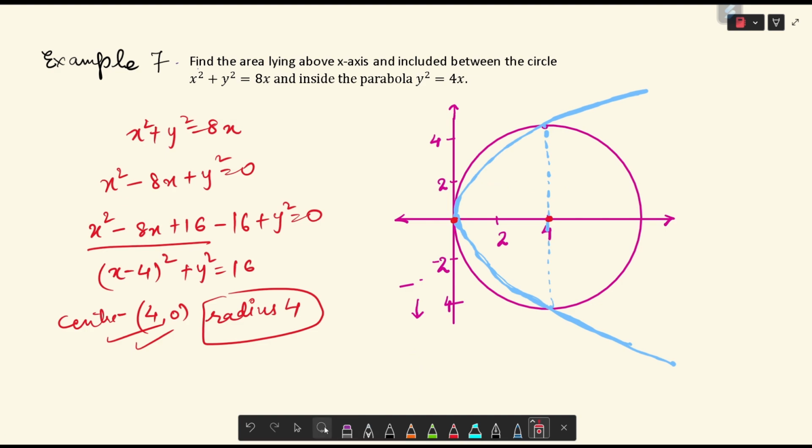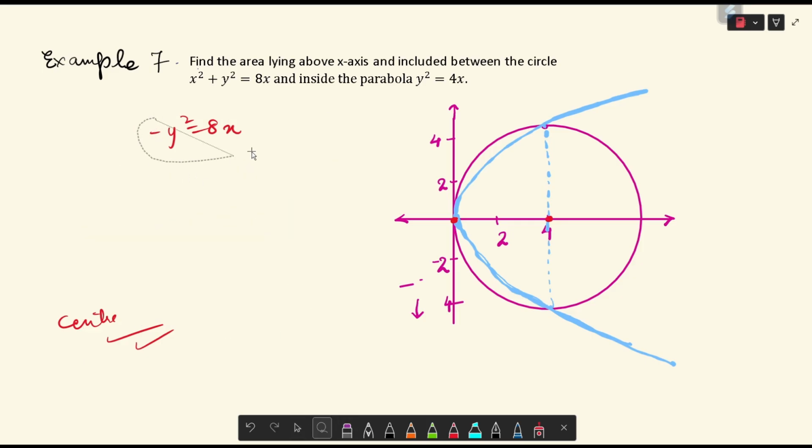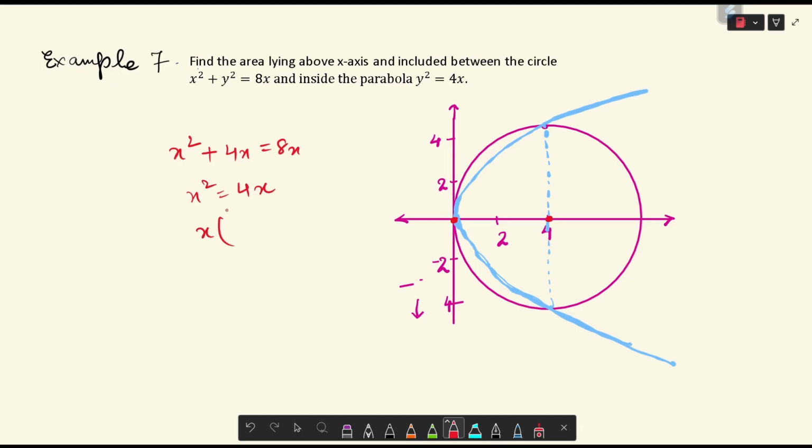So for the point of intersection, we will put 4x in place of y square. So we have x square plus 4x equals to 8x. So x square is equals to 4x आ जाएगा. x कॉमन ले लेंगे, इसको इधर लेके माइनस रखते हैं इधर इक्वल्स टू 0. x कॉमन ले लेंगे तो x माइनस 4 इक्वल्स टू 0 हो जाएगा. तो x इज इक्वल्स टू 0 और x इज इक्वल्स टू 4 पे ये हमारा इंटरसेक्ट करेगा.